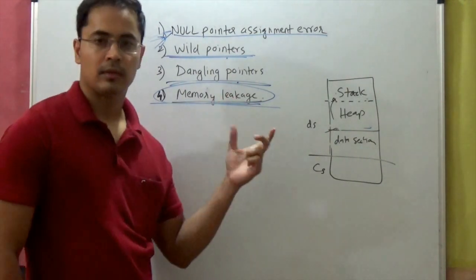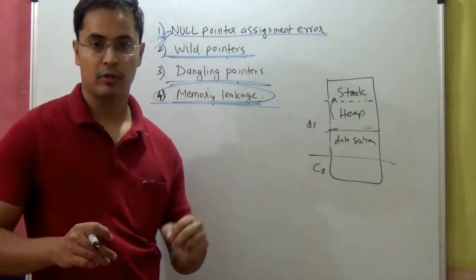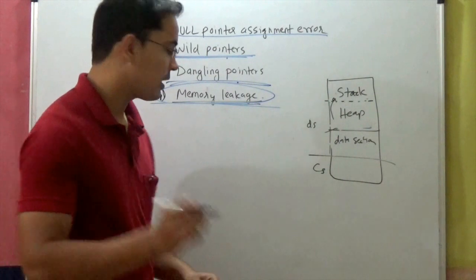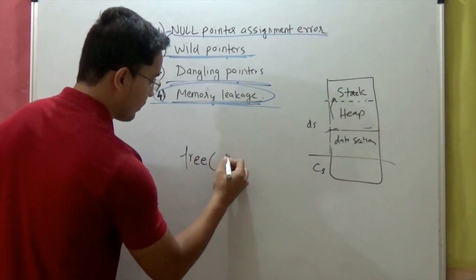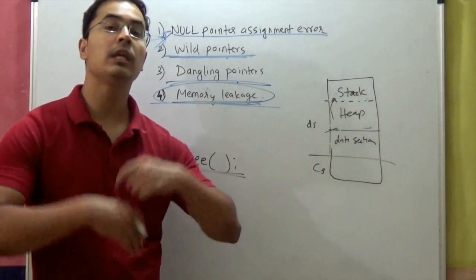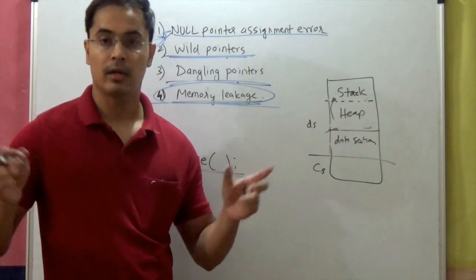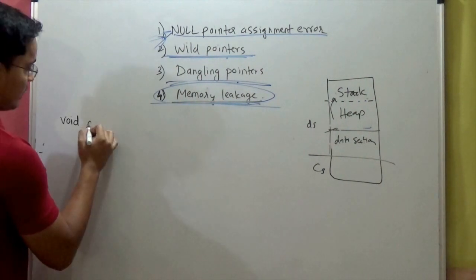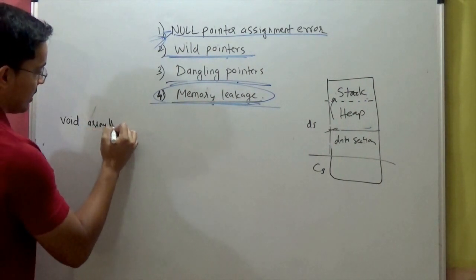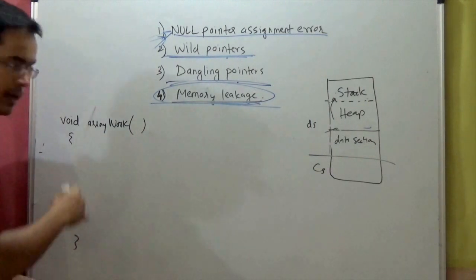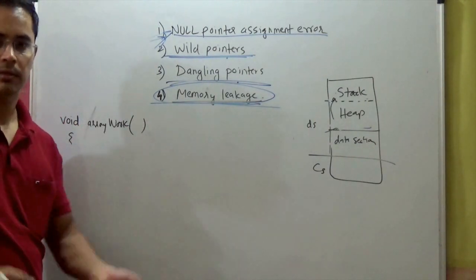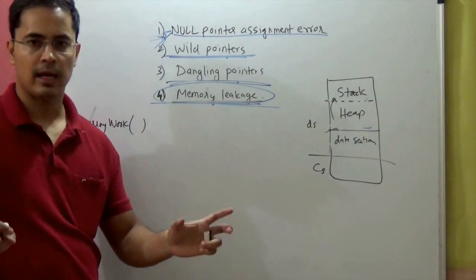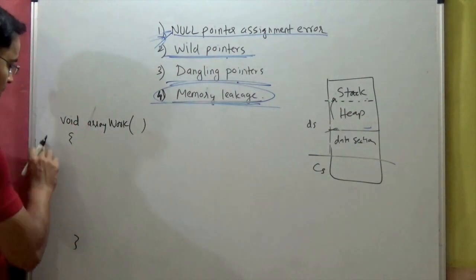The last issue that can happen with improper use of pointers and dynamic memory allocation is memory leakage. Memory leakage happens when you forget to call free. Free is used to deallocate dynamically allocated memory, right? Now, for example, let's say we needed a function called array work. So we had some array related work like inputting a particular array, doing some arithmetic and displaying the array, and that's it. That was the job of this function, right?